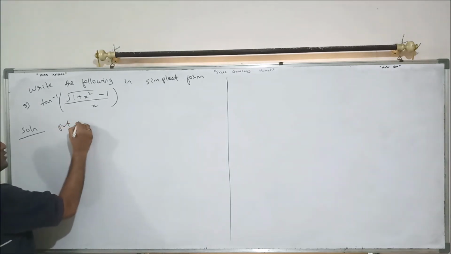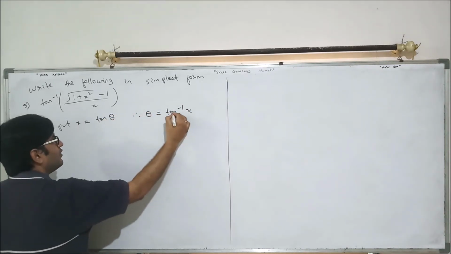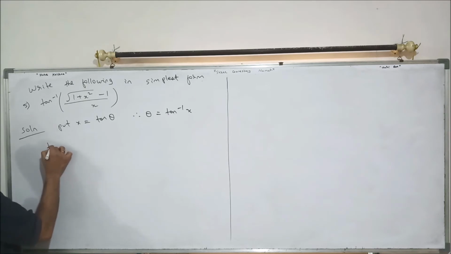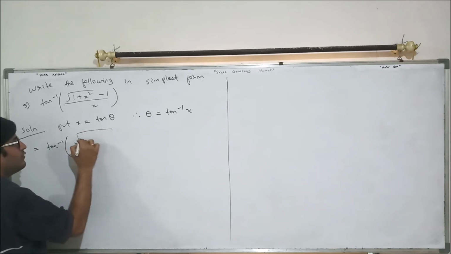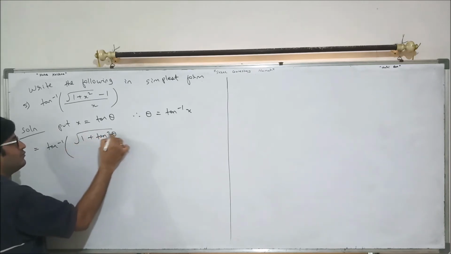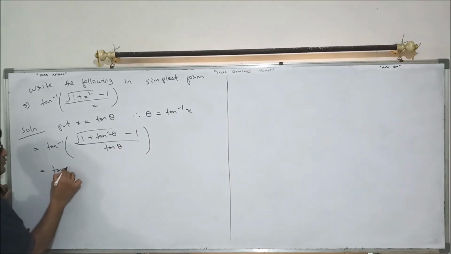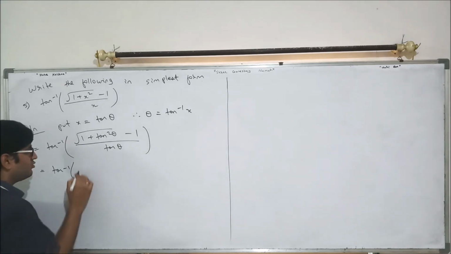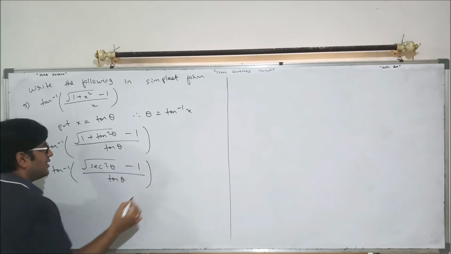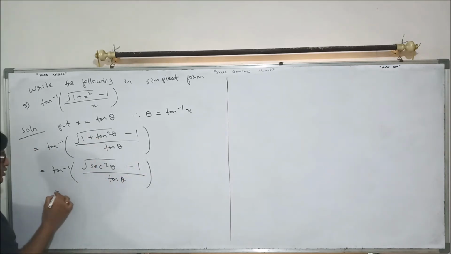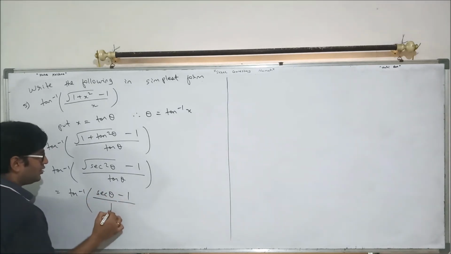So if you put x is equal to tan theta, therefore we can say that theta is equal to tan inverse of x. Now your expression becomes tan inverse of, wherever there is x you have to put tan theta, so you get square root of 1 plus tan square theta minus 1 upon tan theta. Students, what is 1 plus tan square theta? It is sec square theta, so we get square root of sec square theta minus 1 upon tan theta. Now, after the square root, the sec theta term comes out, so we are going to get tan inverse of sec theta minus 1 upon tan theta.